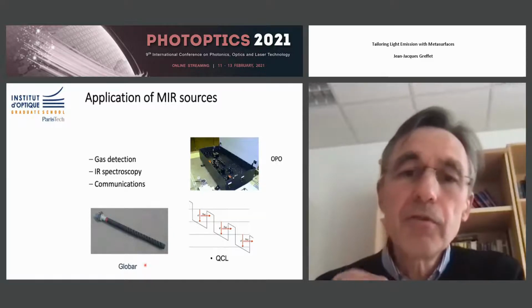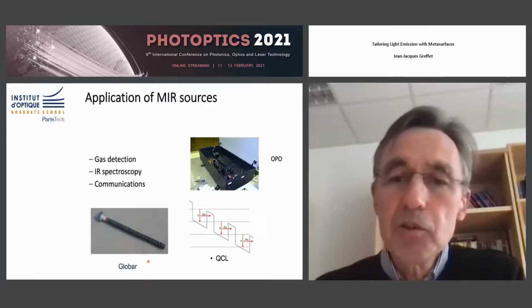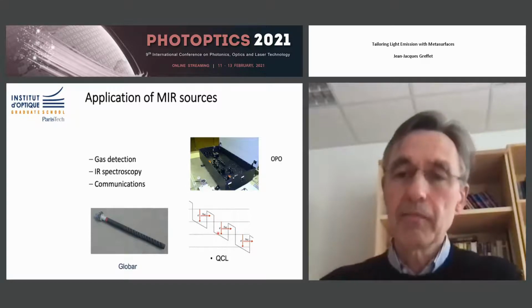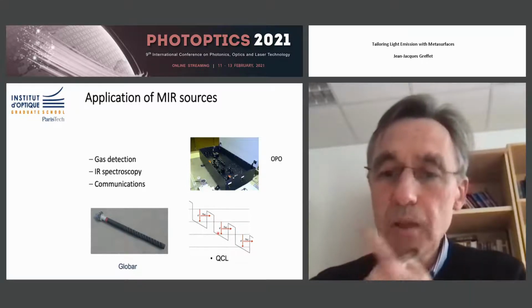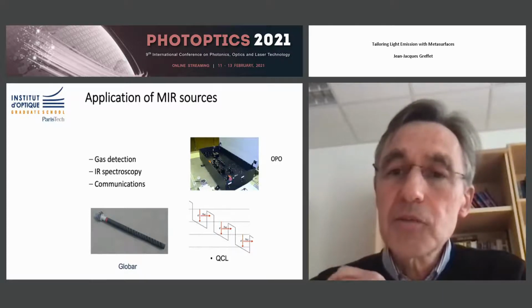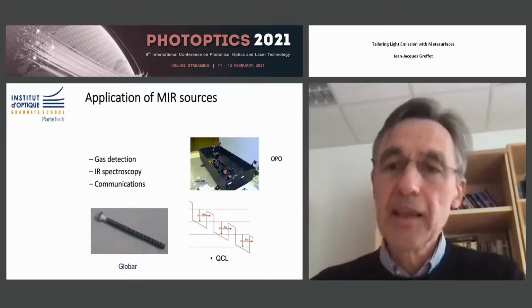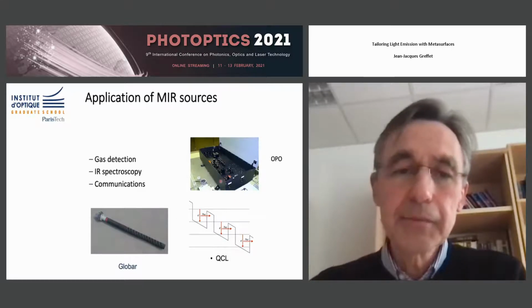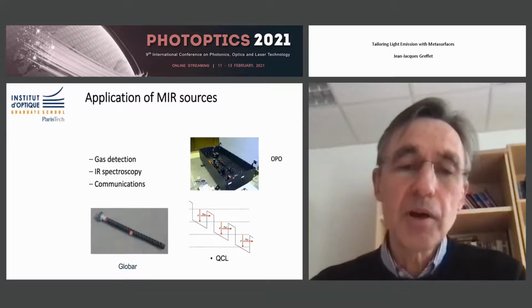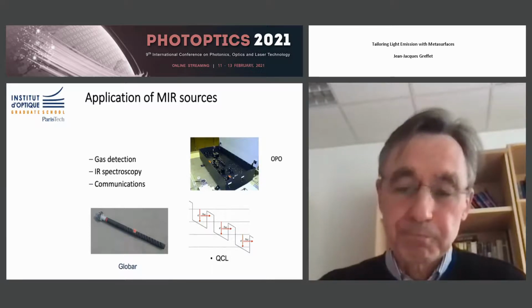And when we look for sources to do that, we have a choice between quantum cascade lasers, which are very bright and very convenient and small sources, OPOs, which are fantastic sources, very powerful, highly coherent, but both are quite expensive. And the only remaining choice is glow bars or hot membranes, which are incandescent sources.